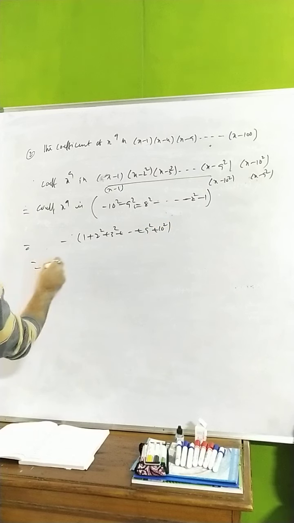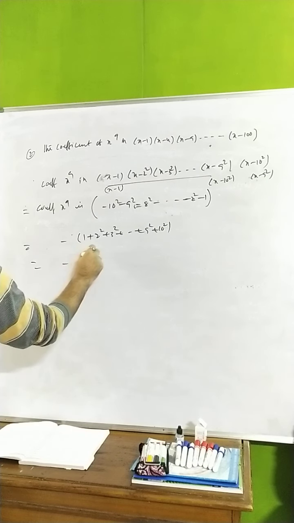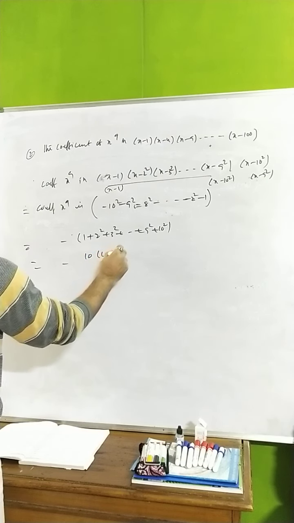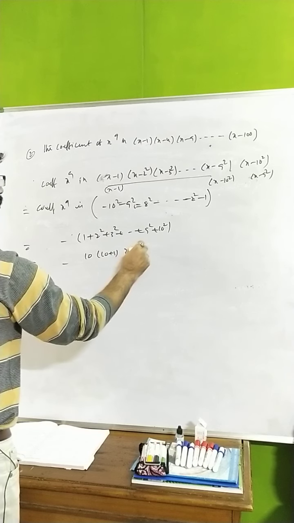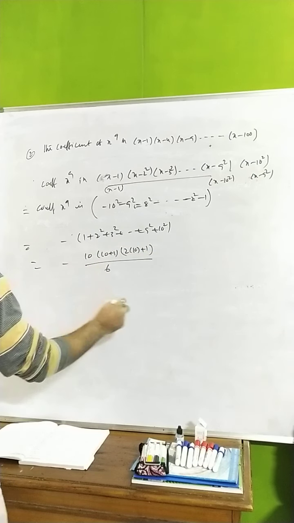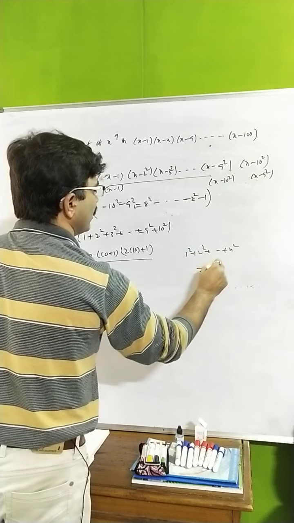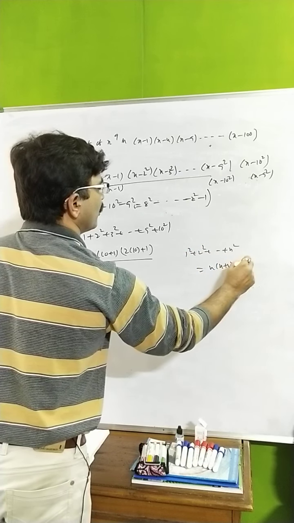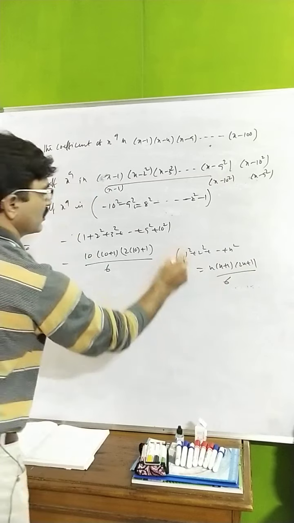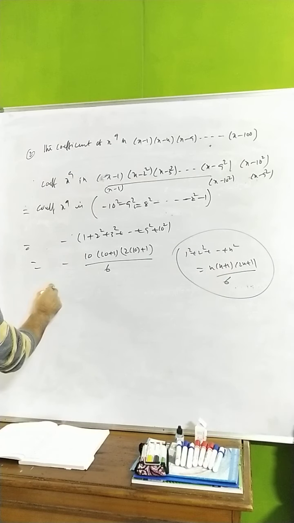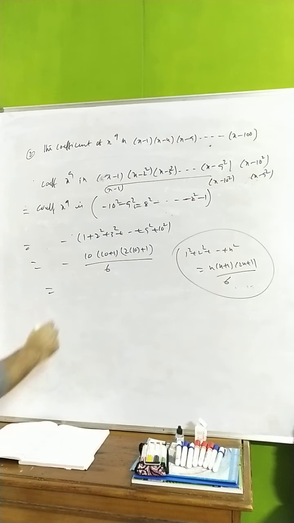We have the formula, n into, where n is 10, 10 into (10 plus 1), (2 times 10 plus 1) divided by 6. What is the formula? 1 squared plus 2 squared, and so on plus n squared, equals n into (n plus 1) into (2n plus 1) divided by 6. This is the formula I used over here. Now while simplifying we'll get the result here.